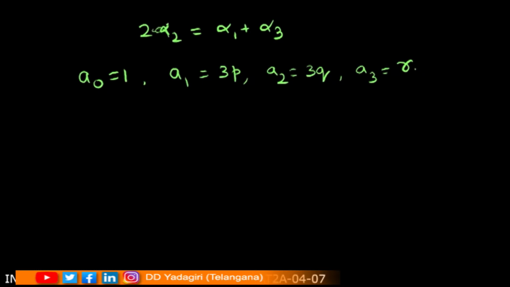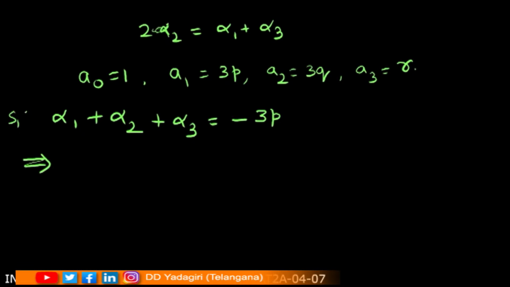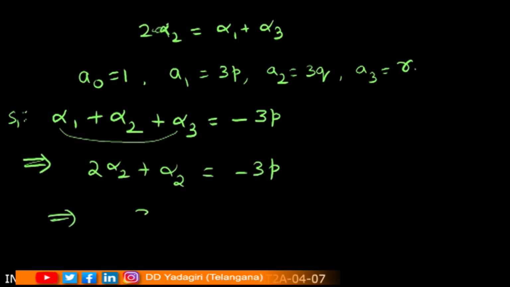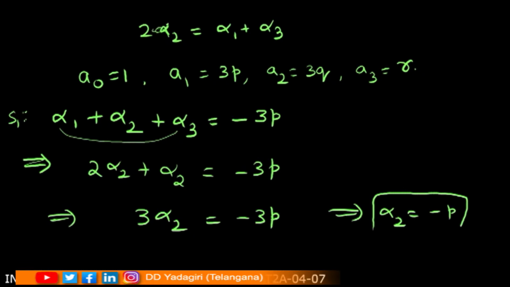What is the first relation? First relation is the sum of the roots. Sum of the roots, alpha 1 plus alpha 2 plus alpha 3, is equal to minus a1 by a0, which is minus 3p. This implies alpha 1 plus alpha 3, the sum of these two, is equal to 2 alpha 2. So 2 alpha 2 plus alpha 2 is equal to minus 3p. This implies 3 alpha 2 is equal to minus 3p, so alpha 2 is equal to minus p. One root is minus p.